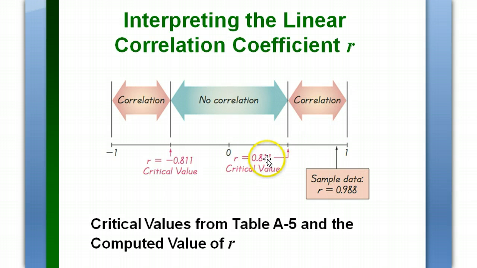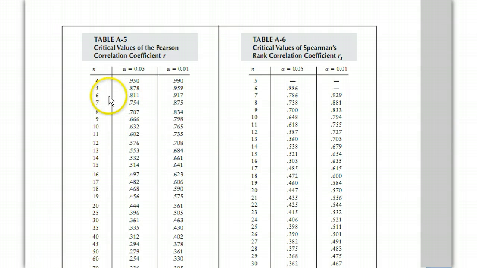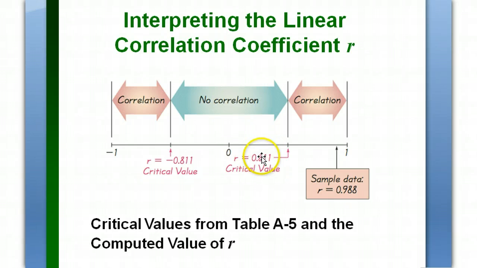So anyway, there's your critical value, and again, that just came from the table. There were 6 data points, so 0.811 from this table A5, and there's where that number is coming from. Alright, anything bigger than that in absolute value, meaning higher than that, between that and 1, or if you take the negative number below that all the way down to -1, then we would say that there is linear correlation there.